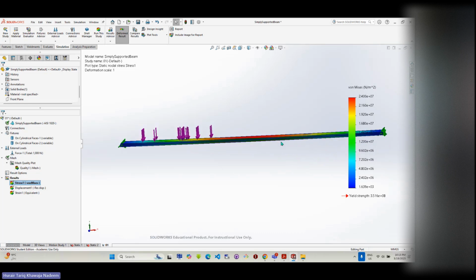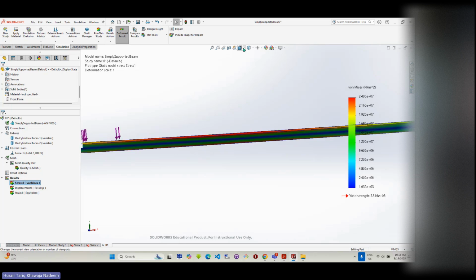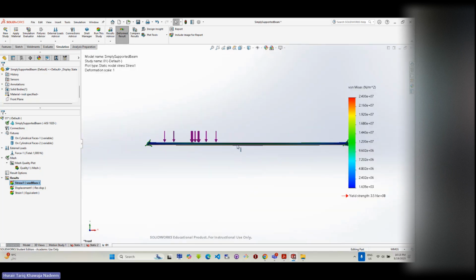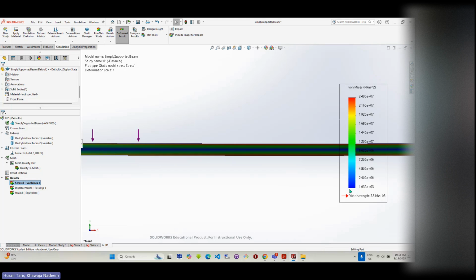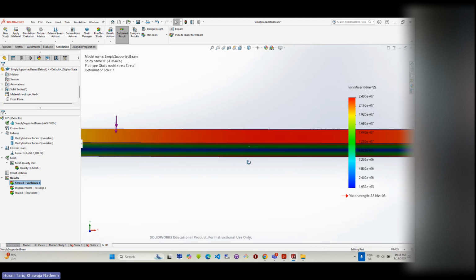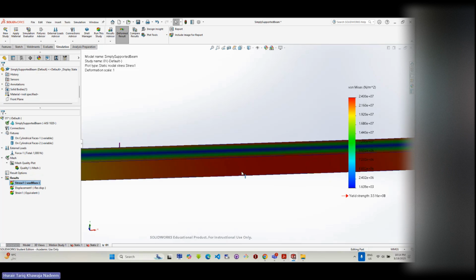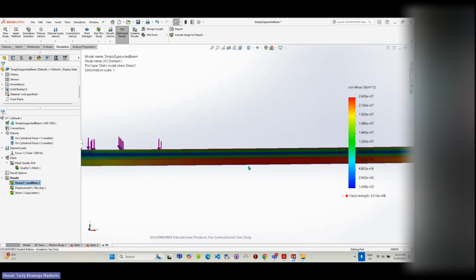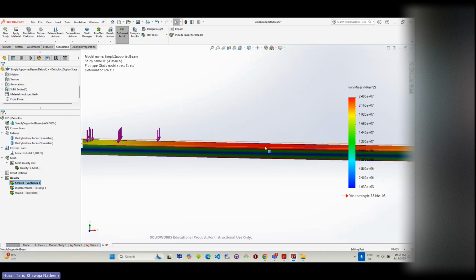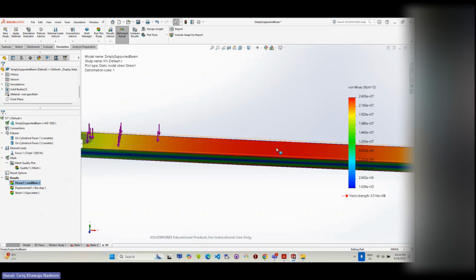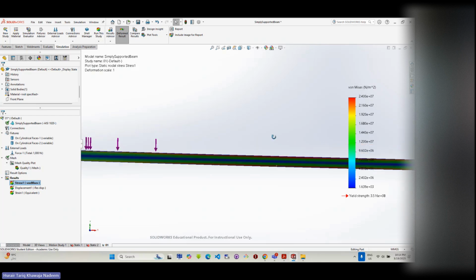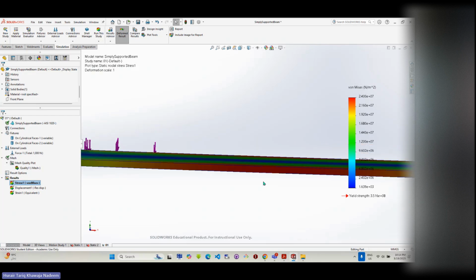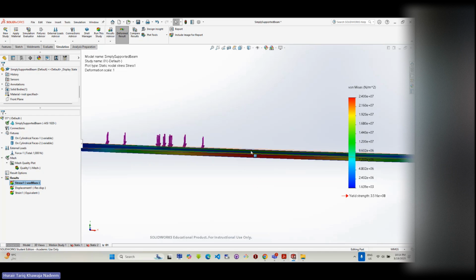And you see something in the blue over here. What is the meaning of blue? Can anyone tell me? Blue means very low stresses. But why do you have blue in the center and red at the ends? You have blue at the neutral axis. This is the neutral axis. Very good. And remember, you have high stresses on the top side, you have what? Compressive stress. And on the bottom side, you have tensile stress.